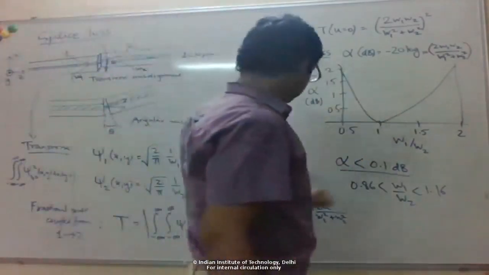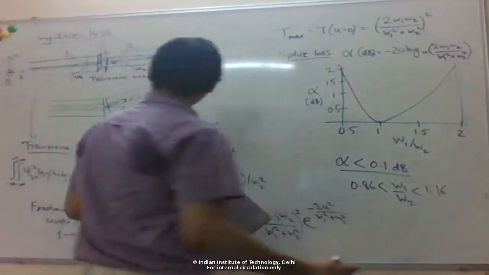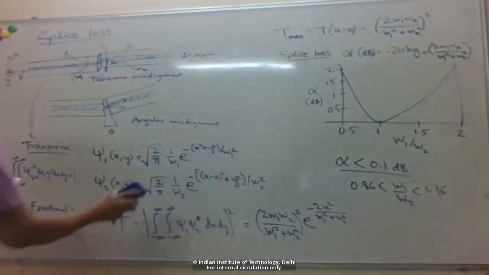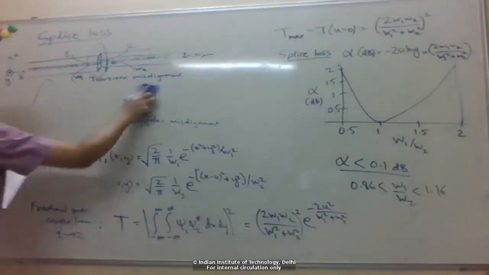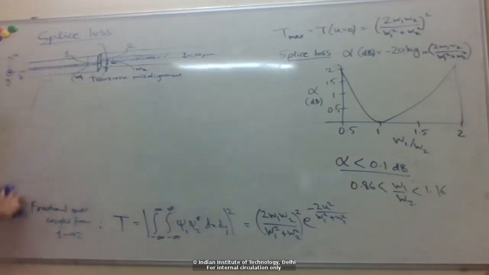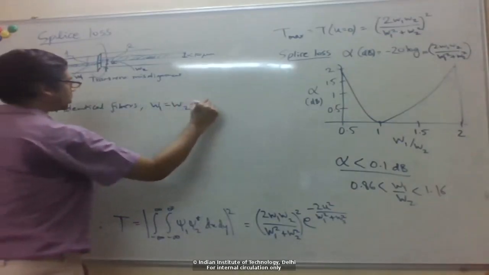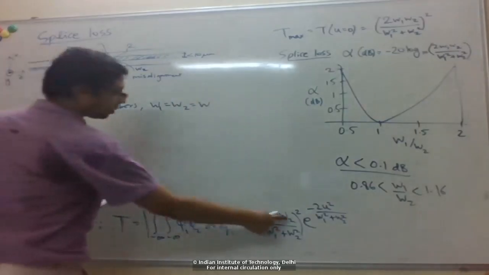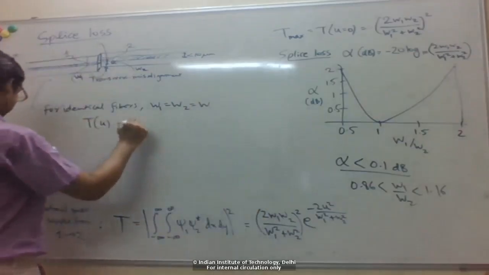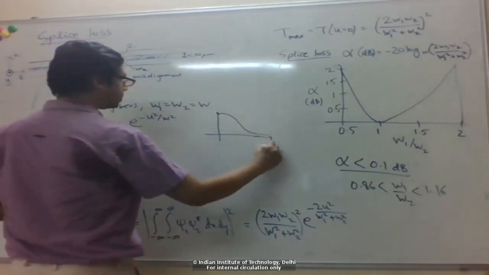Right, so this was for perfect alignment. Now let's consider the case where the two fibers are identical, which is usually the case, with the same spot size. Then if you put W1 equal to W2, as a function of the misalignment, we get this to be e to the minus u squared over W squared. So this is again a Gaussian function in u, the misalignment. The transmission goes down like that with u.